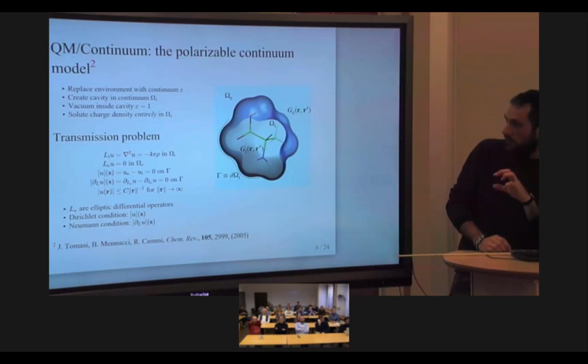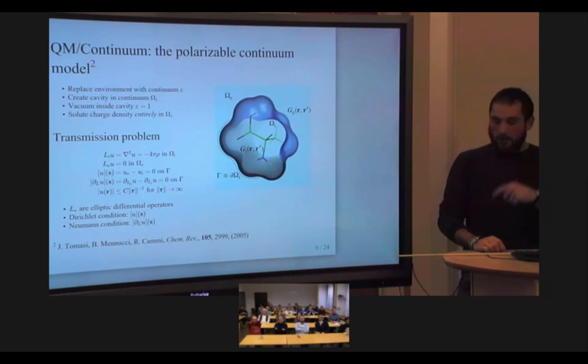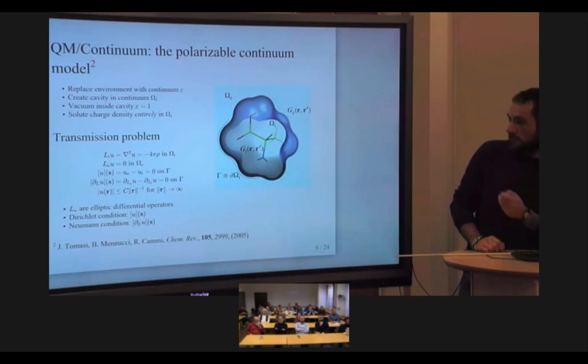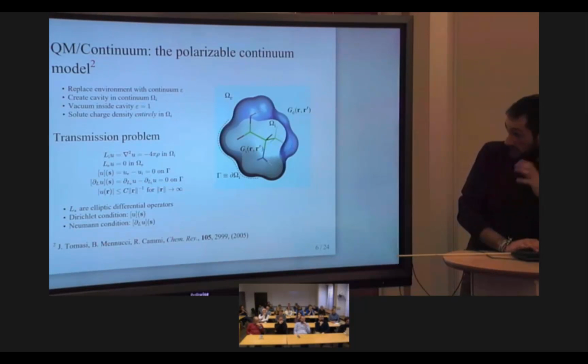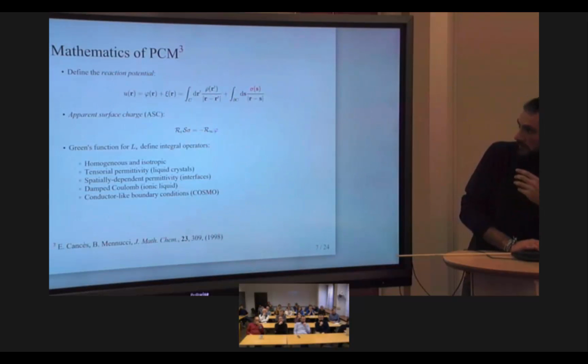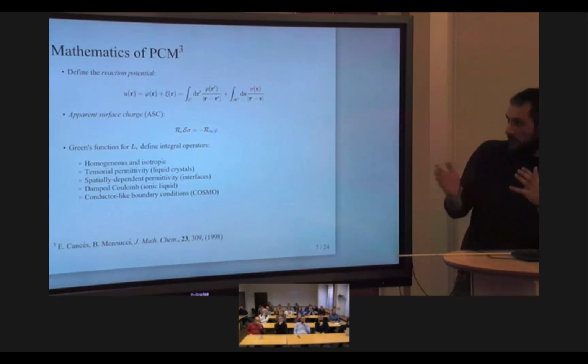So we have the Poisson equation inside where the charge density resides, and a given differential operator outside that depends on what type of environment we have. And of course, we have jump conditions for the solution to the differential equation, for its normal derivative, and decay conditions. So what is important to note is that both these operators, Li and Le, are elliptic. This means that we can define the solution to this problem in terms of potentials.